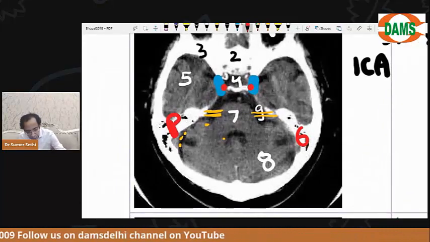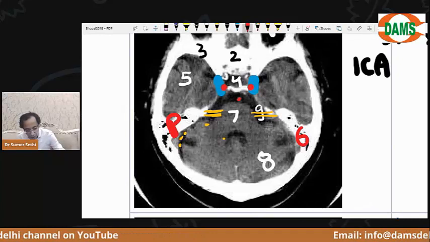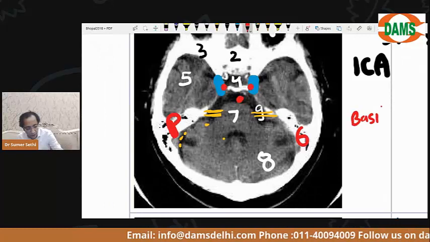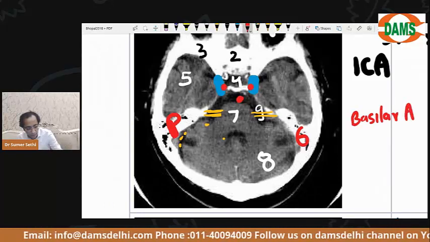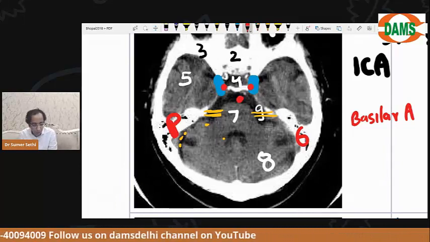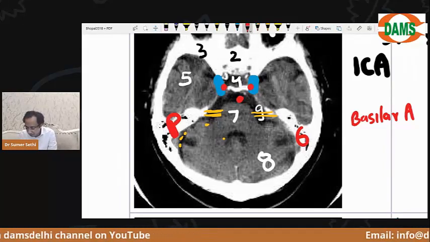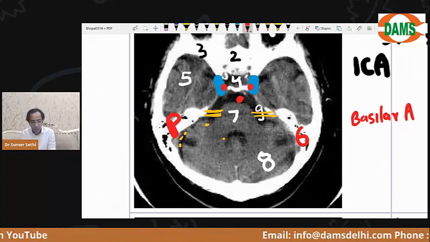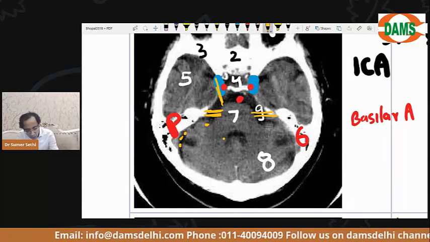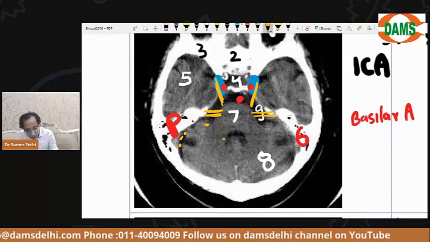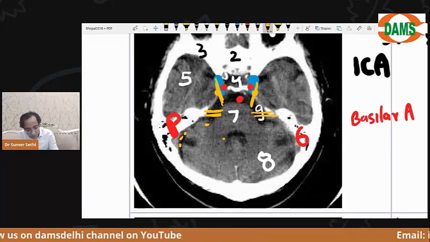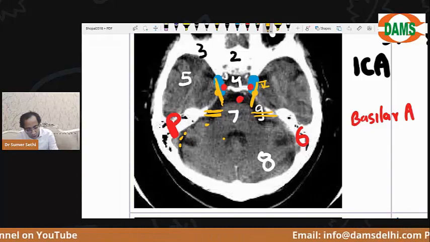Anterior to the pons, you have a blood vessel called the basilar artery. Everybody clear? Very good. From the pons, anteriorly, a nerve goes towards the cavernous sinus. In between, you have Meckel's ganglion. This nerve is called the trigeminal nerve, which is your 5th nerve.